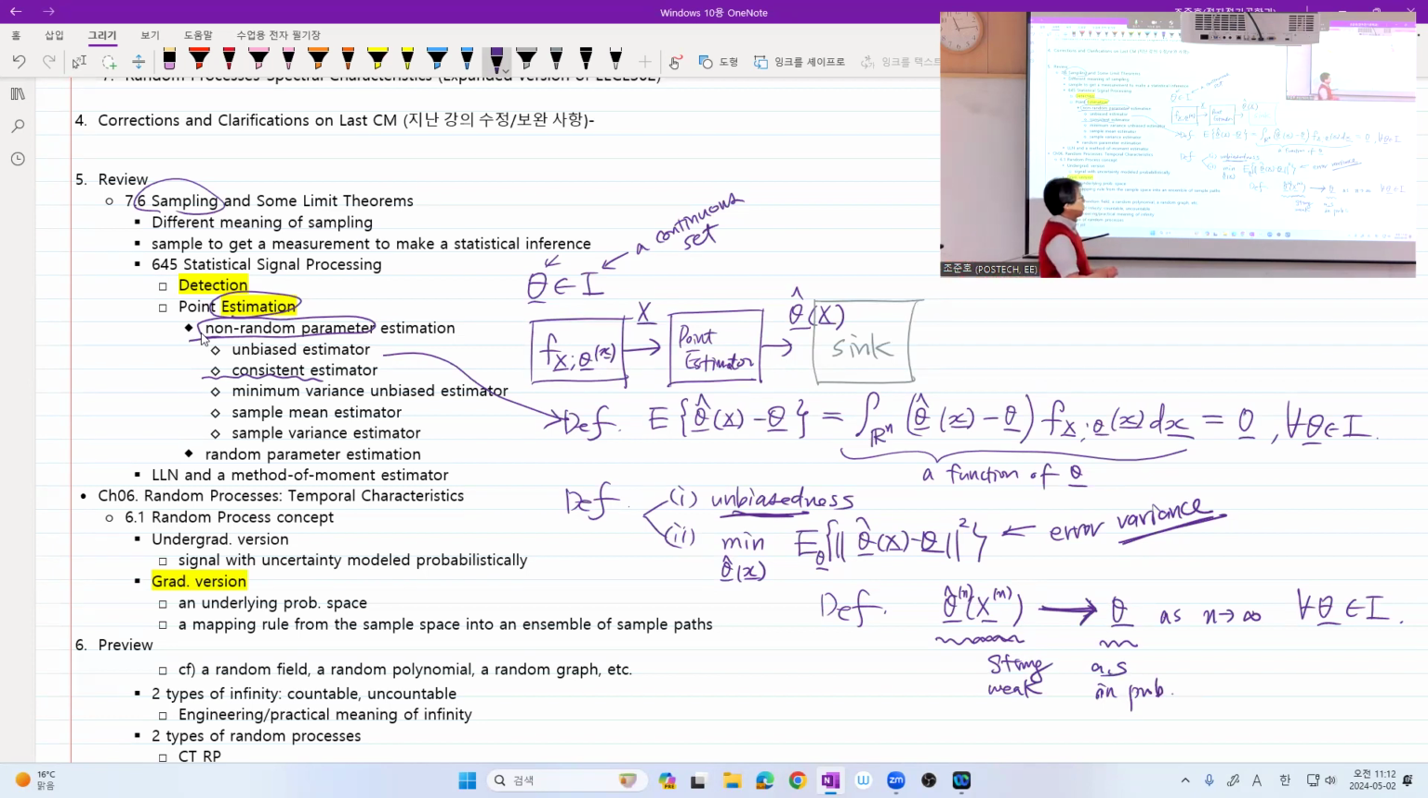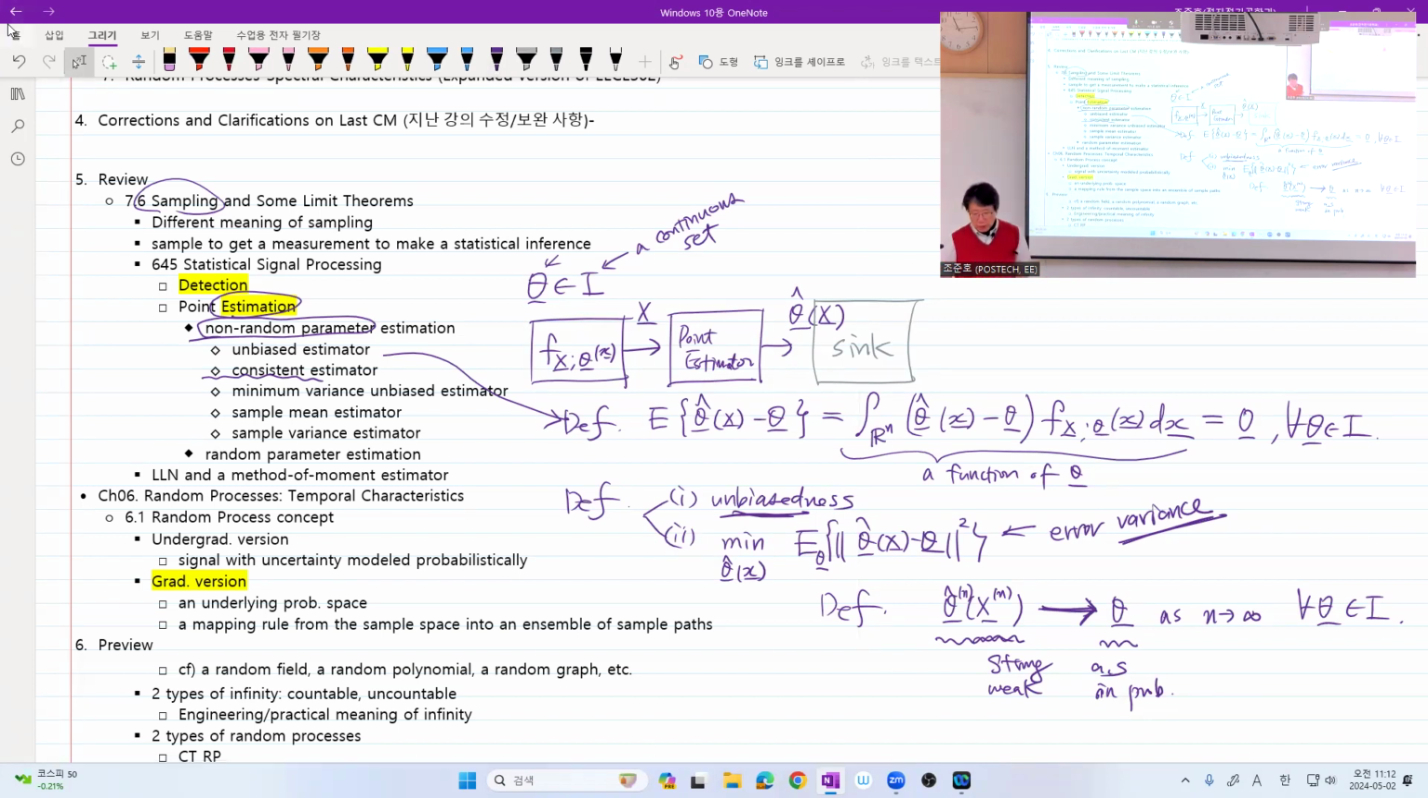Also, sometimes we may combine this consistency with unbiasedness and say that we have asymptotic unbiasedness, which means that it's not unbiased, but if we have a large number of samples, it's almost unbiased. Something like that.